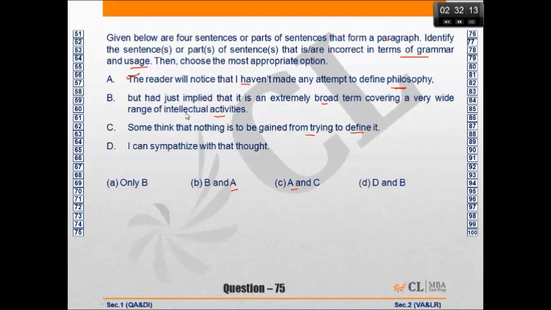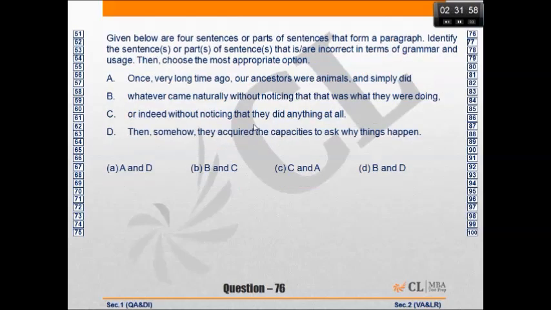But had just implied that it is an extremely broad term covering a very wide range of intellectual activities, something that nothing is to be gained from trying to define it. No idea, skip the question. Okay. Next question, 76. Another question of sentence correction, grammar.